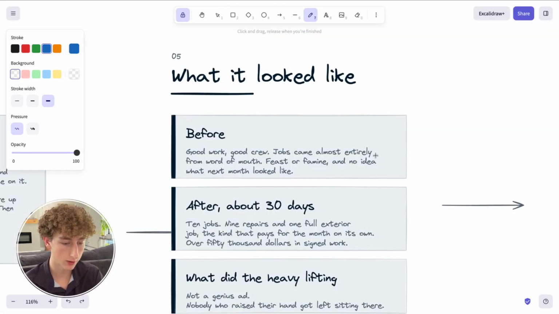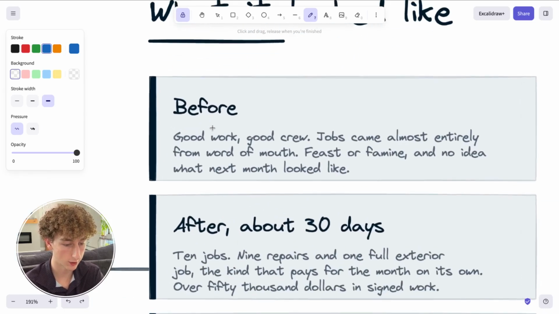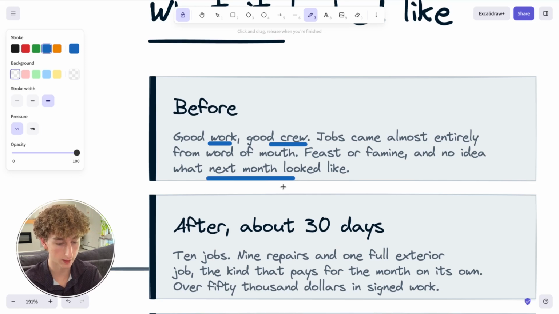All right, guys, next thing I want to show you is what this actually looks like for the contractors we work with. So one of our contractors, before he started working with us, he had good work, he had a good crew, but jobs came almost entirely from word of mouth and referrals, so he had no idea what the next months were going to look like for him.